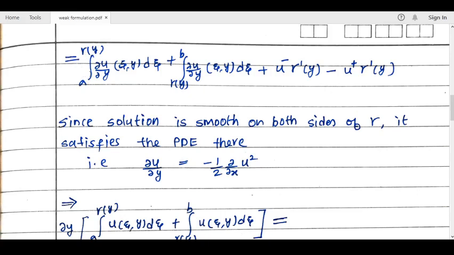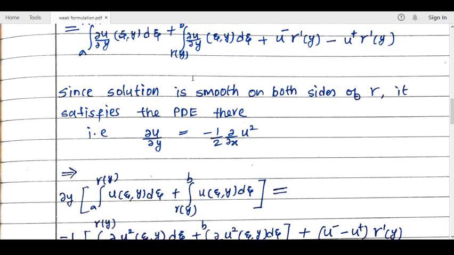We have to see the interval. So in this interval this is valid and the functions are smooth, so we can apply the PDE. It should satisfy the PDE. So we have the PDE: dou u by dou y plus half dou by dou x of u square equal to 0. So we can substitute for dou u by dou y as minus half dou by dou x of u square. Here we will substitute for dou u by dou y, and here also we will substitute for dou u by dou y.